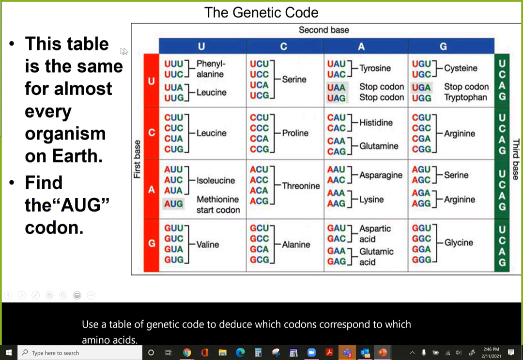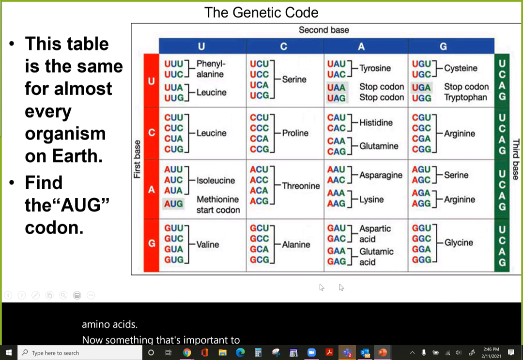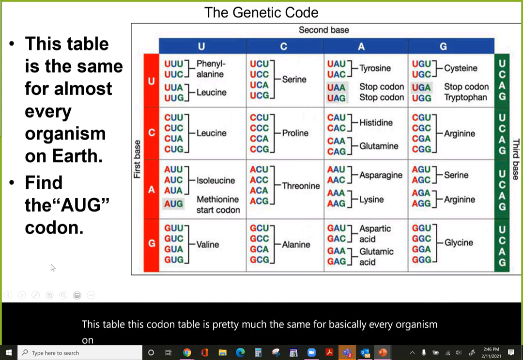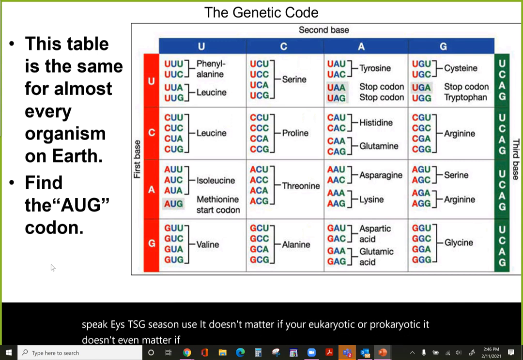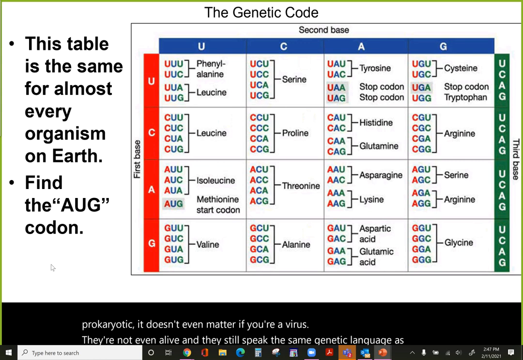Now, something that's important to note, this codon table is pretty much the same for basically every organism on Earth. And that's because we all speak the same genetic language. We all speak A's, T's, G's, C's, and U's. It doesn't matter if you're eukaryotic or prokaryotic. It doesn't even matter if you're a virus. They're not even alive, and they still speak the same genetic language as us. In fact, that's all they do.